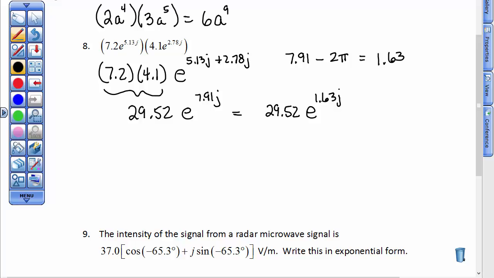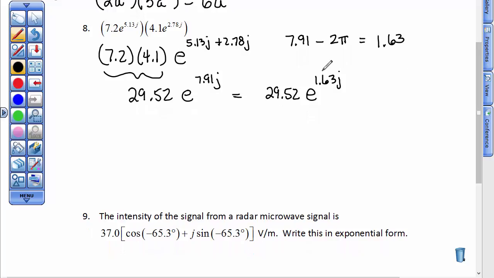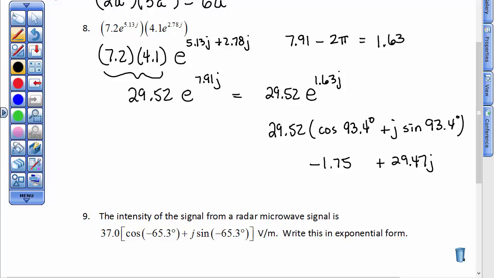Lastly, would you please take the angle of 1.63 radians and convert it to degrees and give me the polar form? And then from that form, would you give me the rectangular form? I'll do that as well. I'm going to pause. I went ahead and took 1.63 radians and converted that into degrees by multiplying 1.63 by 180 degrees over pi. That turned out to be 93 degrees.